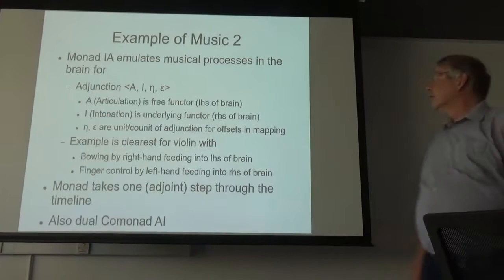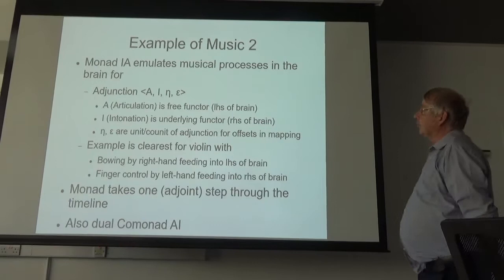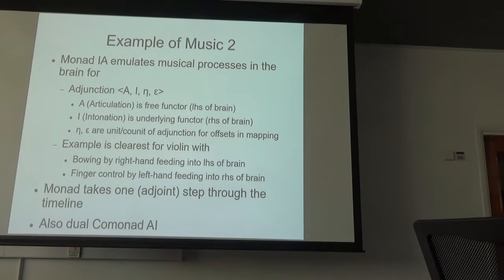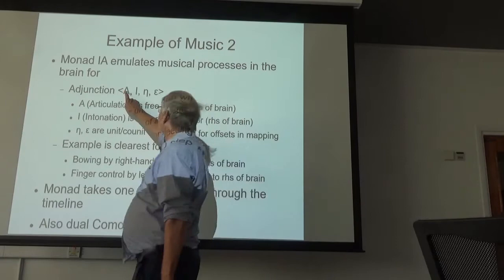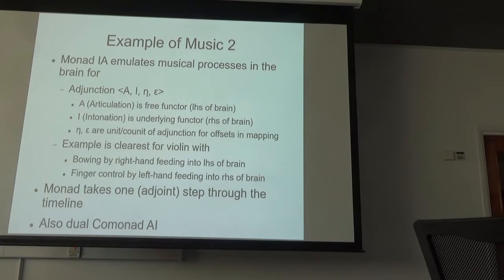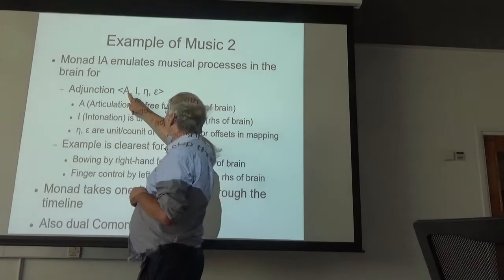Yes, so one of the things we did last year is this articulation and intonation. We've published this paper now, and the monad RIA is a jointness between intonation and articulation. It's based on an adjunction, articulation, intonation, eta and epsilon. Now, an adjunction is a relationship with dual mapping: you're going from the first timeline to the second timeline, and as you do that, you're going forward with A and back with I.